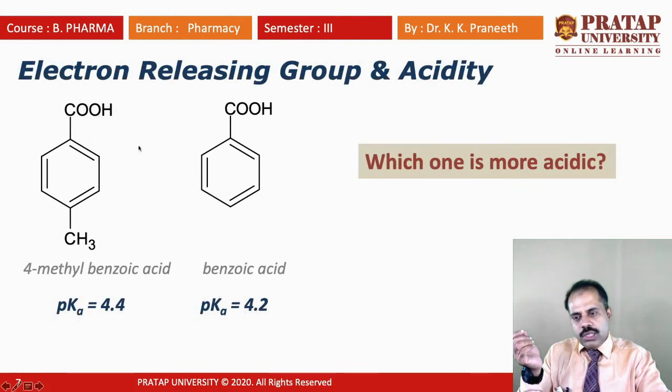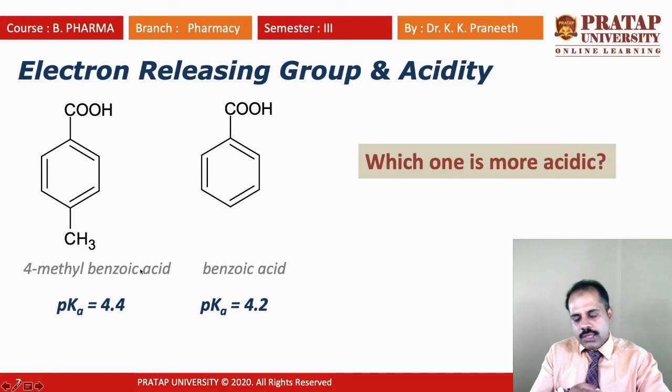So comparing these two examples, first we see the electron releasing group and acidity. In this one I attached a CH3 group, right? The name of this is 4-methyl benzoic acid. Again we can name it according to the nomenclature. First we write benzoic acid and see where the substitution is. Substitution is at the fourth position, right? 1, 2, 3, 4, or we can also go this way, 1, 2, 3, 4. Both ways, the fourth position is the substitution.